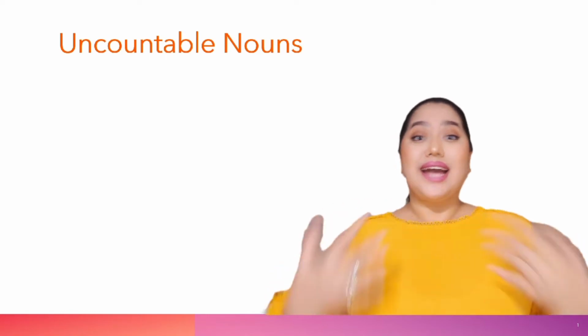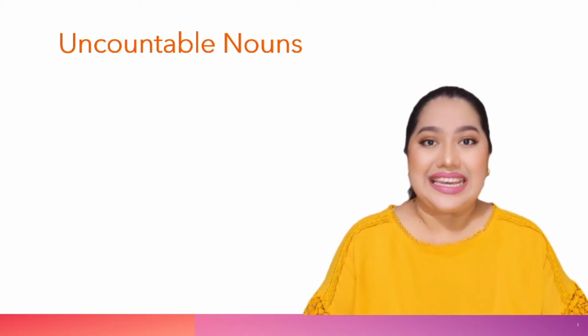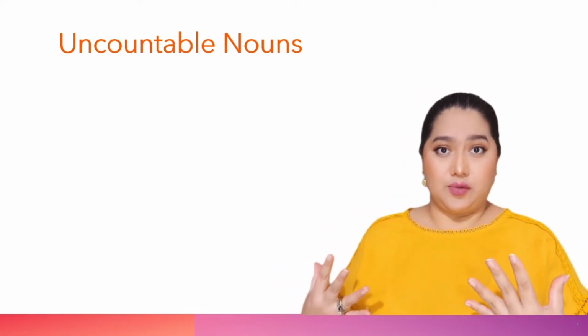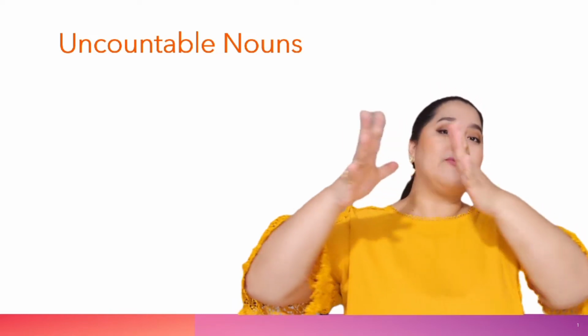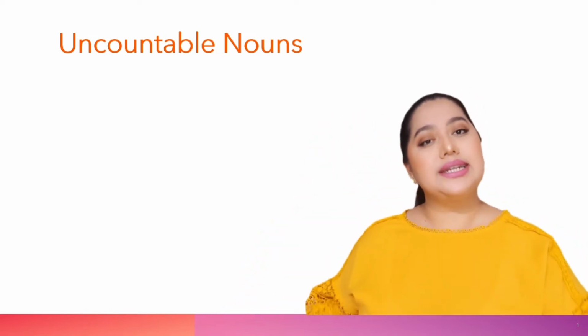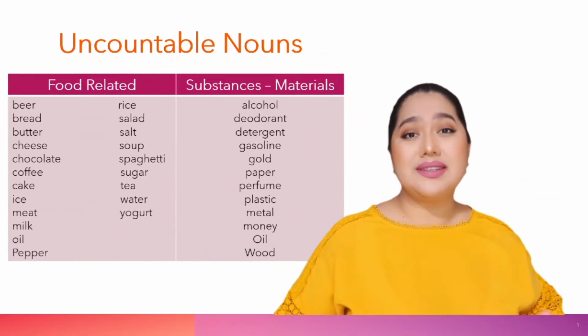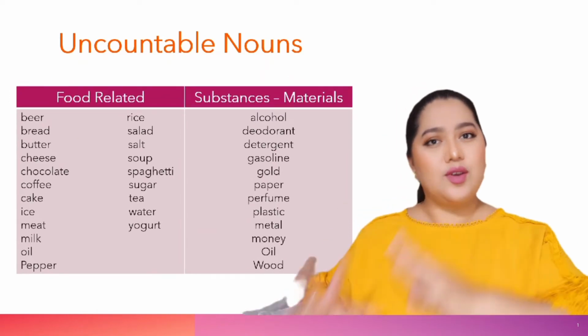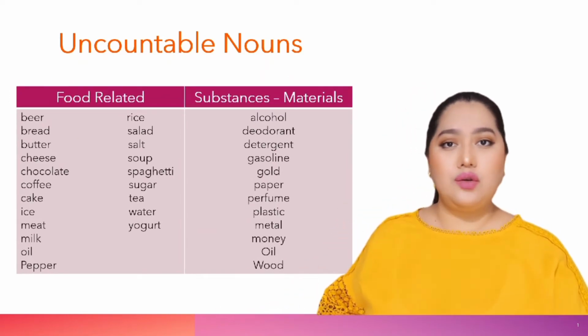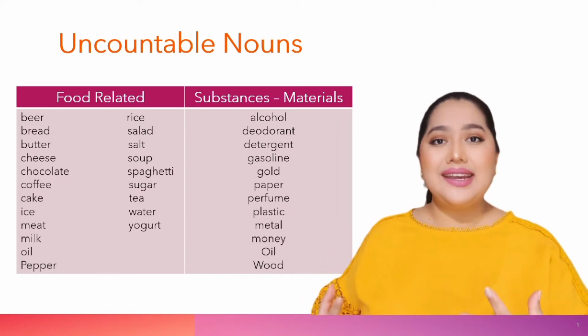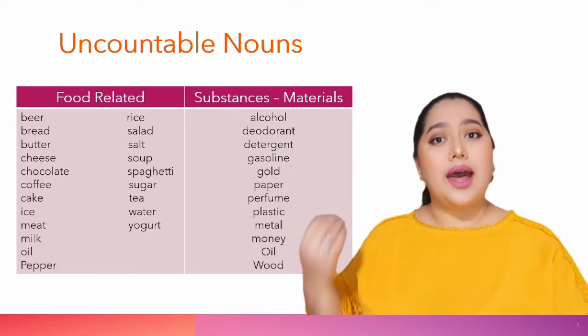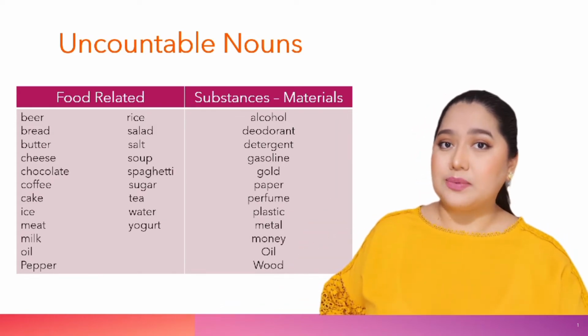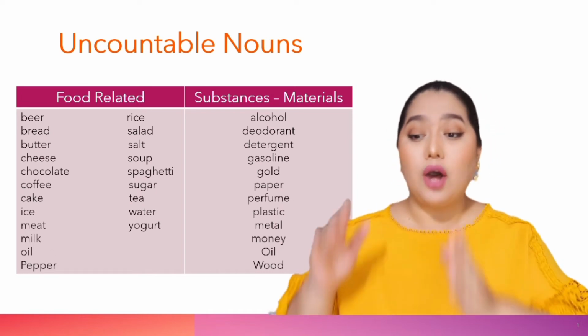All right, now let's see some examples about uncountable nouns. For example, we have the first column that is food related and the second column about substances or materials. In those cases, we can't use numbers. We can't use determiners like a or the. That is not possible. So come on, let's give some examples.